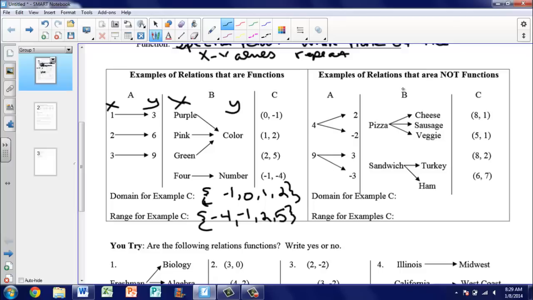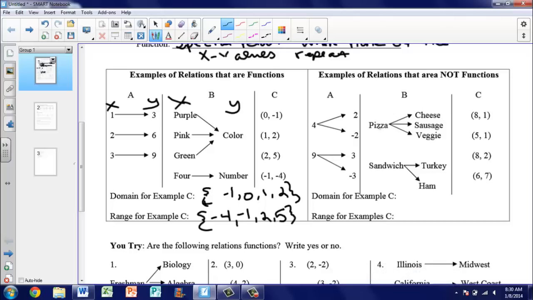Next section over here, these are examples of relations that are not functions. You'll see some relations that are functions and some that are not. If we look at example A, here again we have another mapping. This is telling us we have the ordered pair 4, 2 and 4, negative 2, and then 9, 3 and 9, negative 3. So each x value is being used twice. That's what makes it not a function.